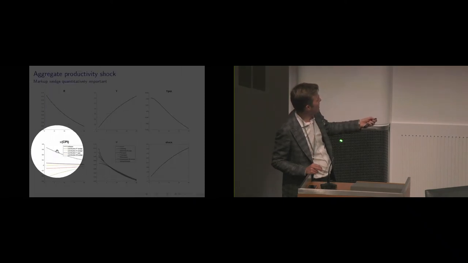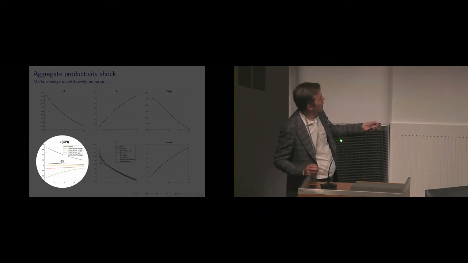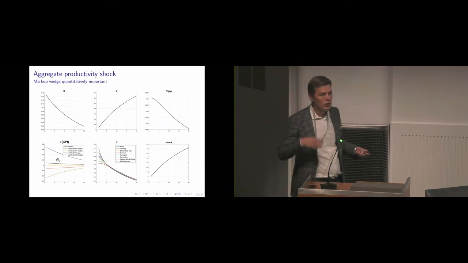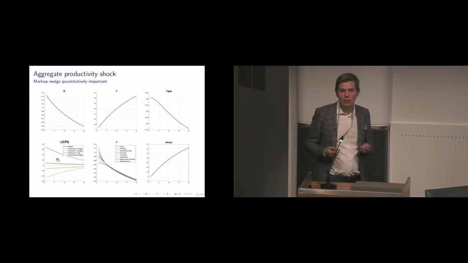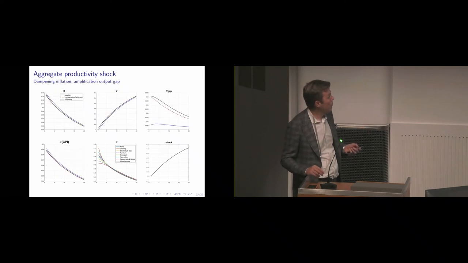So this is the one I wanted to show. CPI inflation goes up, obviously, after a negative productivity shock because costs increase. Here I'm decomposing that increase using the Phillips curve, and what we see is that that endogenous markup wedge that I was emphasizing, that's the green line, actually contributes quite a bit in the sense that it depresses the increase in inflation substantially. So this endogenous markup wedge quantitatively actually matters quite a bit in this model.